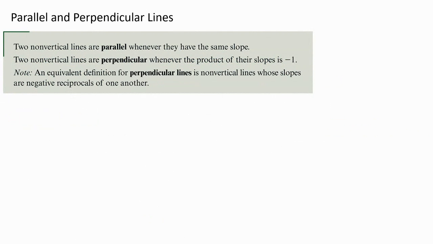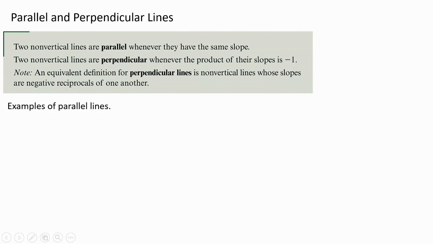Okay, now we're going to cover parallel and perpendicular lines. Two non-vertical lines are parallel when they have the same slope. So parallel lines have the same slope. Two non-vertical lines are perpendicular whenever the product of their slopes is -1. An equivalent definition of perpendicular lines is non-vertical lines whose slopes are negative reciprocals of one another. It means that if you have a positive slope, the perpendicular slope will have the opposite sign, and then you take the reciprocal of the regular slope.